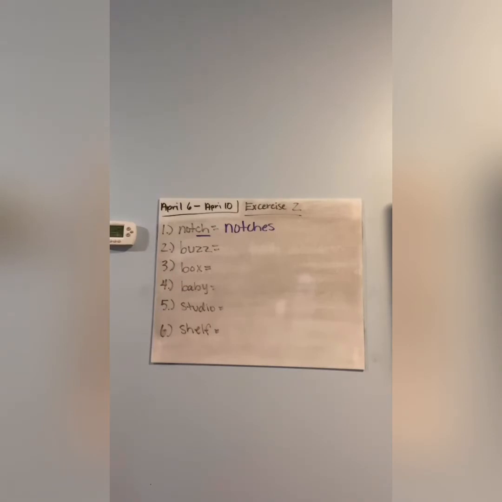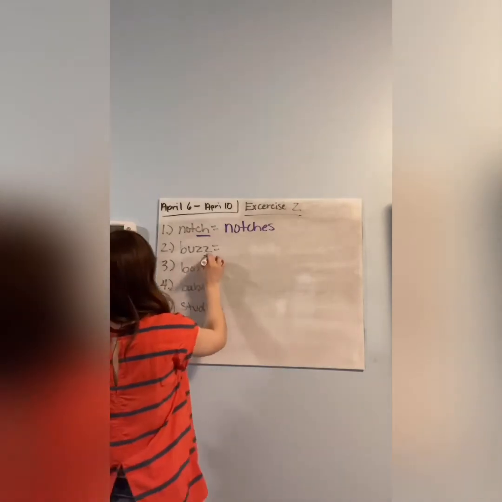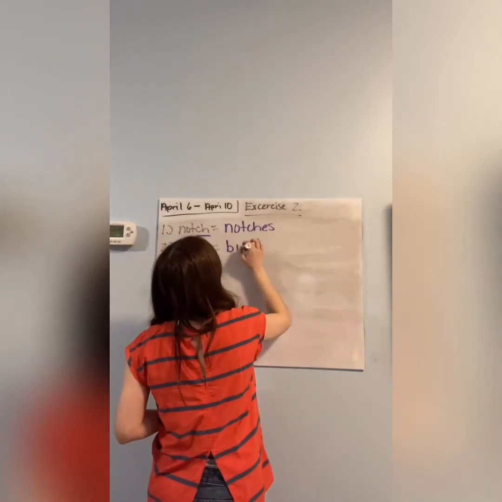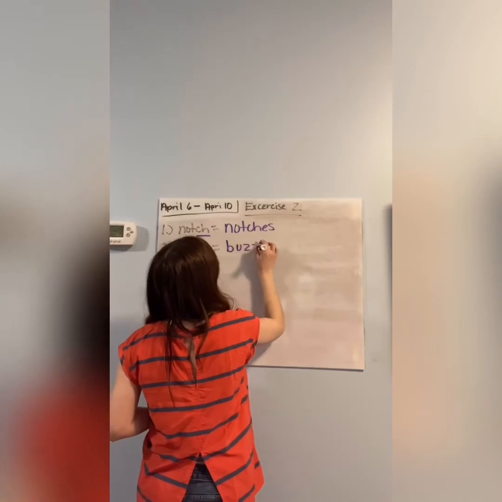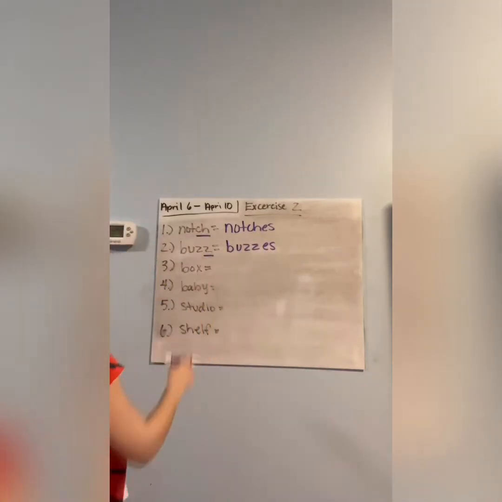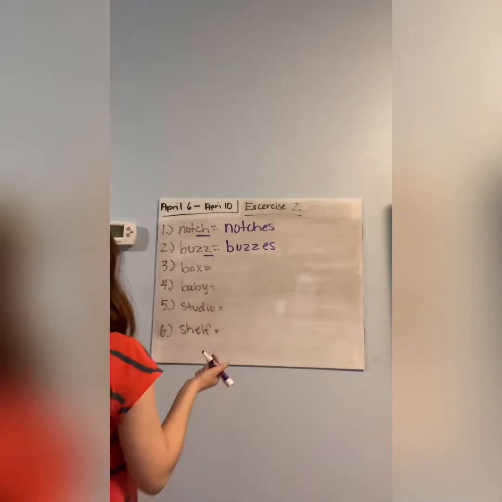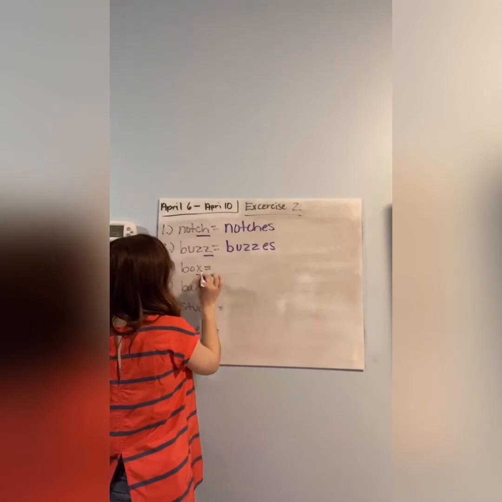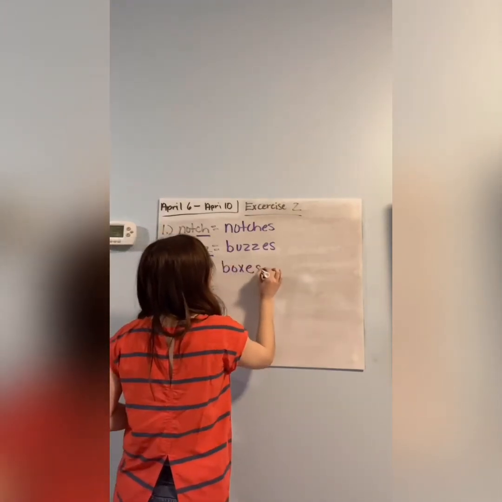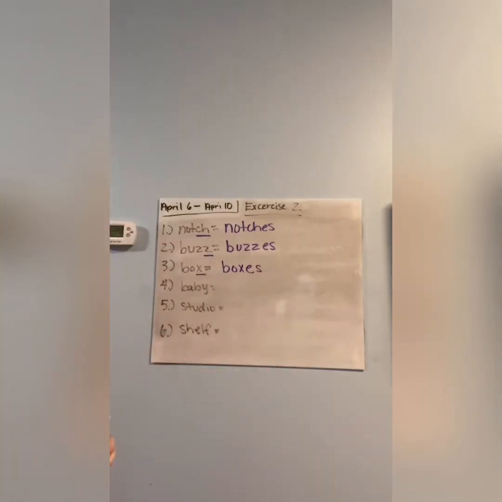Okay, same goes for buzz. Buzz ends in a Z, so we would just add an ES to buzz as well. So the plural form of buzz is buzzes. All we did was add an ES because it ended in a Z. So box, it's the same exact thing. Box ends in an X, so all we would have to do to make that word plural is add an ES to the word box.